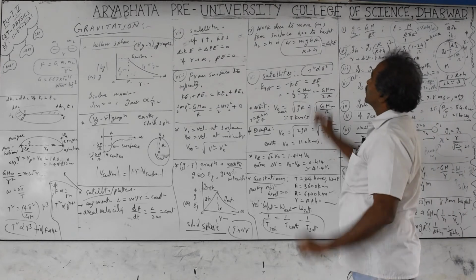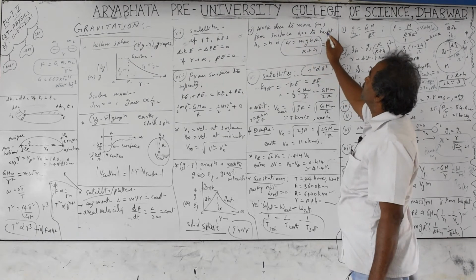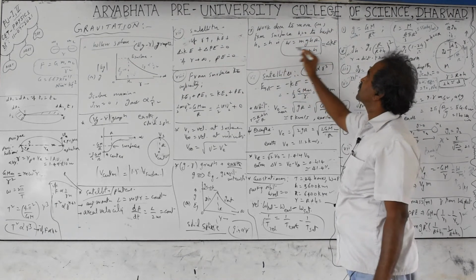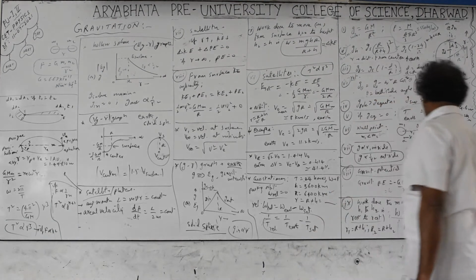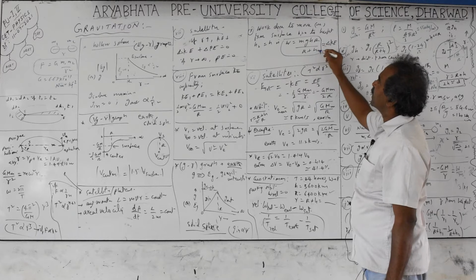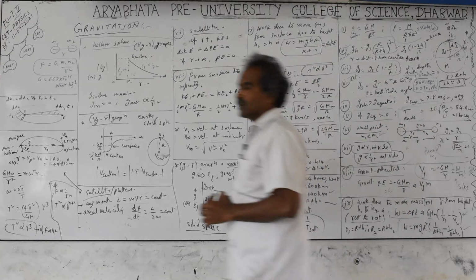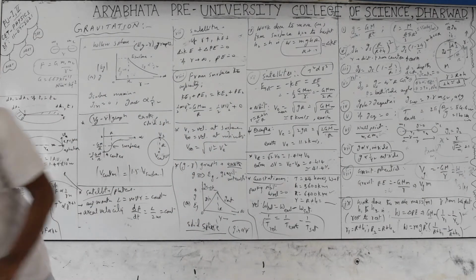Next, work done to move m from the surface h1 to height h2 equal to h is, substituting this relation and modifying, h1 is 0, h2 is h, mgh R by R plus h. This is a very important formula required for the numericals. They will give the height in terms of R.